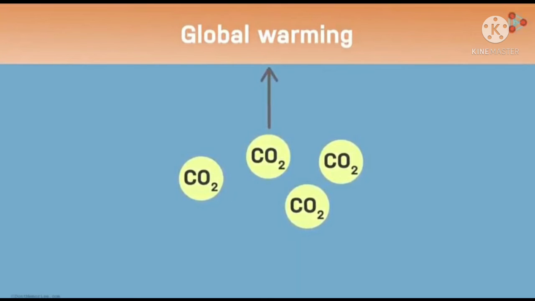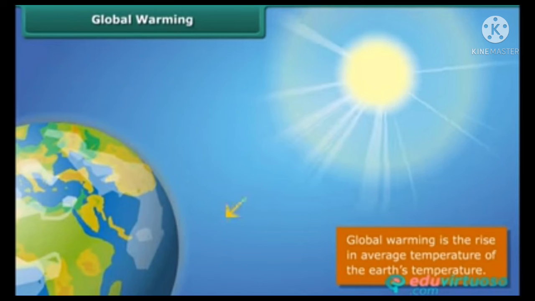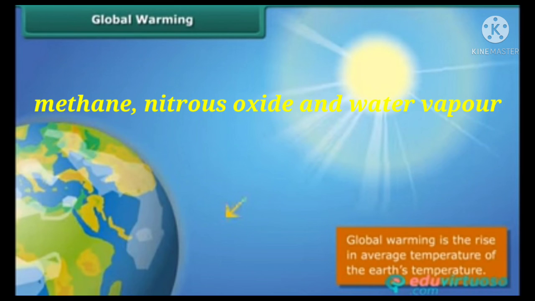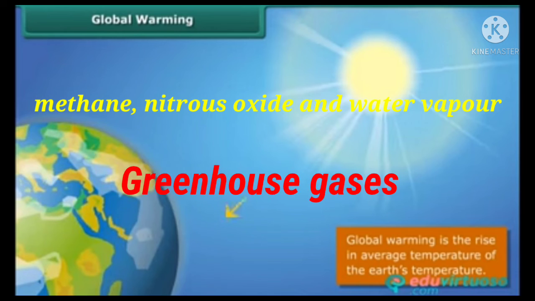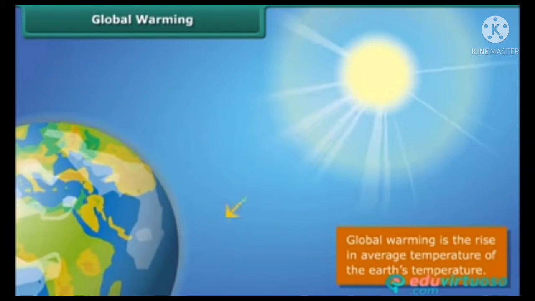Excess of carbon dioxide in the air is one of the gases responsible for this effect. You know, carbon dioxide is one of the components of air. But if there is excess of carbon dioxide in the air, it acts as a pollutant. As a result, the average temperature of the Earth's atmosphere is gradually increasing. This is called global warming. Other gases like methane, nitrous oxide and water vapor also contribute towards this effect. Like carbon dioxide, they are also called greenhouse gases.